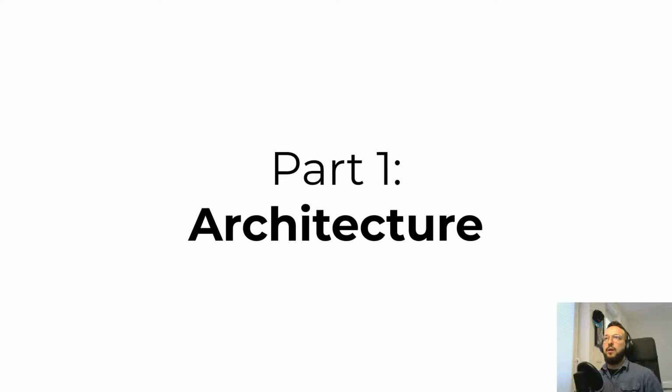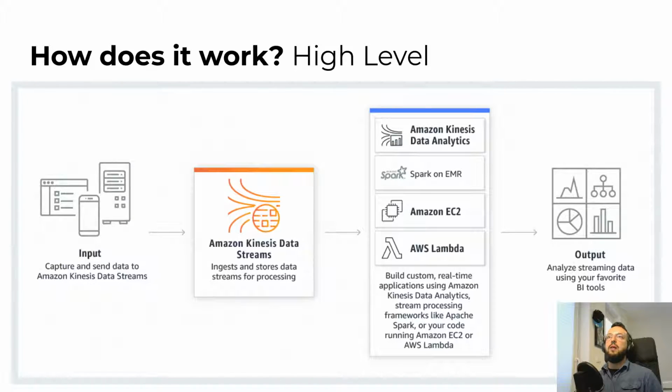So let's talk about architecture. How does it work on a high level? It's basically a screen from their main page, where they explain from a 10,000 feet view the building blocks and elements used inside the whole landscape. First things first, we need to have data produced by our input sources. Capturing and sending this data to Amazon Kinesis Data Streams is the whole purpose of existence of this service. Then KDS ingests and stores this data for processing.